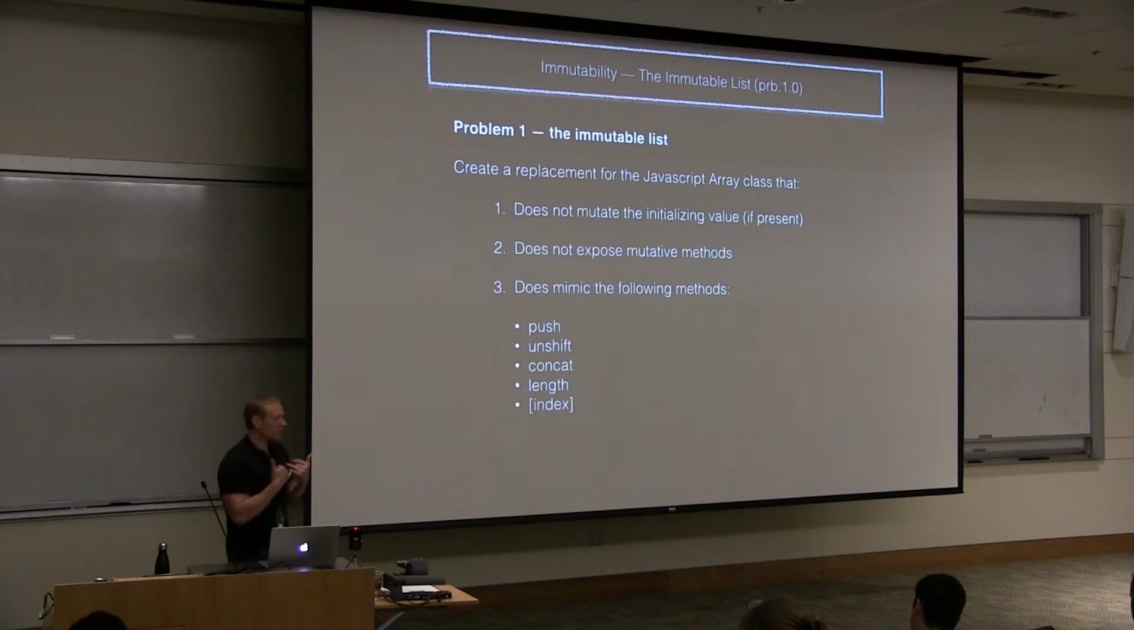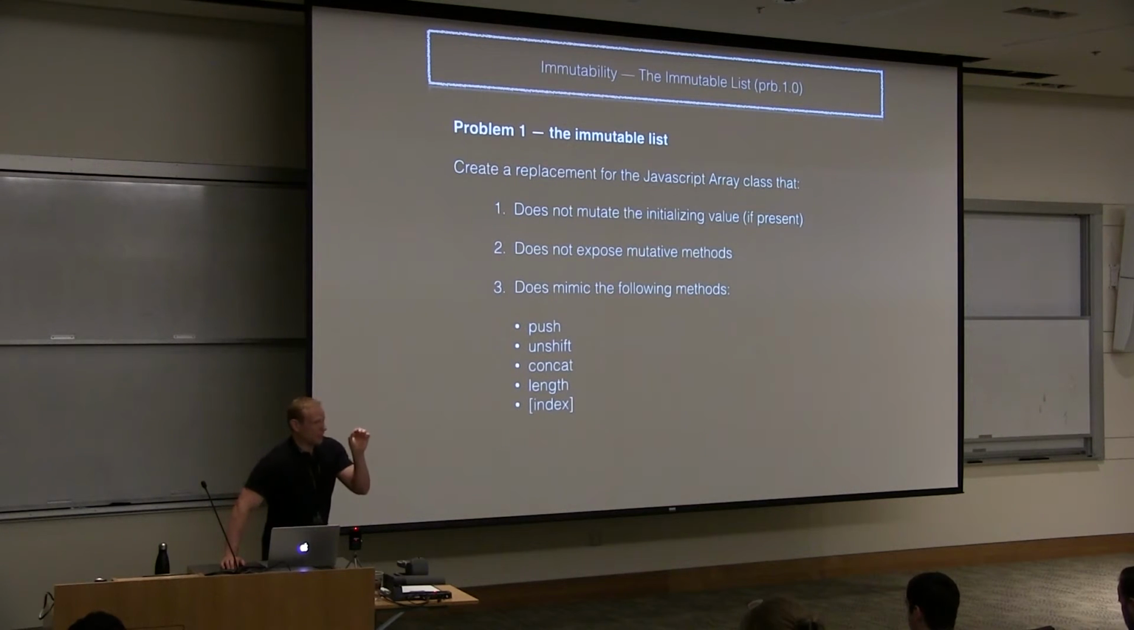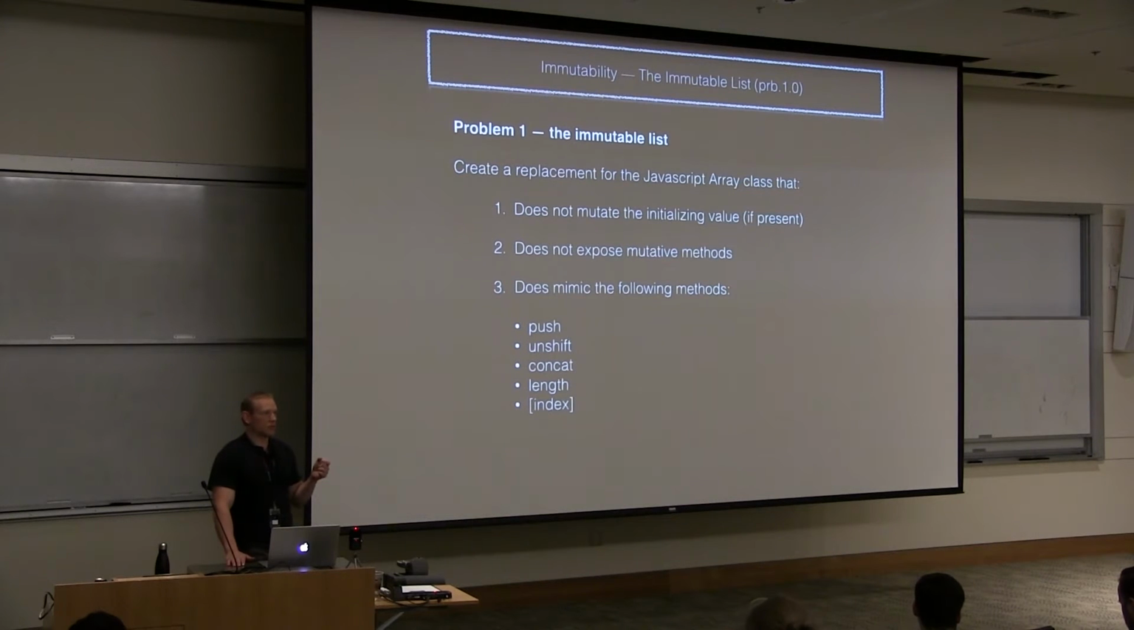Concat joins two different lists together, and then length tells you how long it is. We're also going to give you some sort of index operator so you can select an element at a certain index. This should make sense to you if you've worked in most languages. If it does not make sense, raise your hand. I'll come over and talk to you afterward.